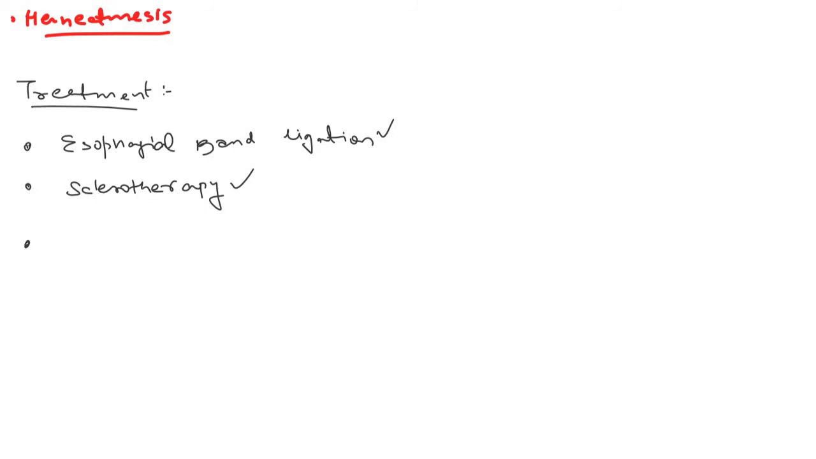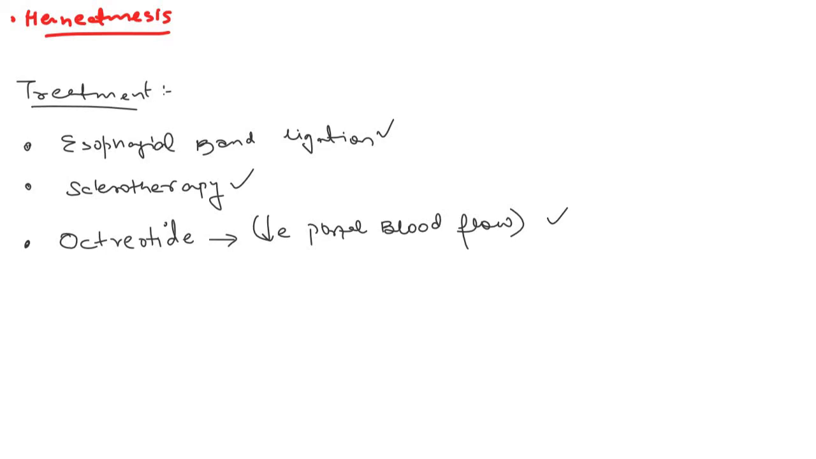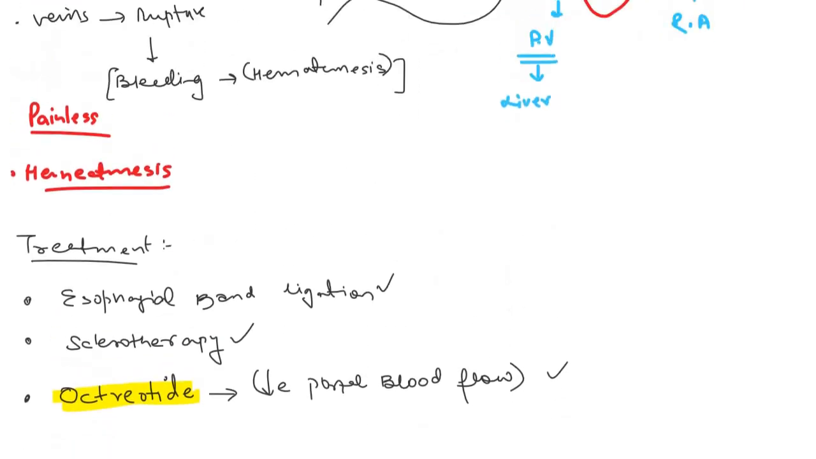And finally there is a drug called octreotide, and octreotide is a somatostatin analog. What it will do is decrease the portal blood flow, and as a result of the decrease in portal blood flow, the blood which is flowing to these veins will also decrease, and hence there will be decreased risk of bleeding from those esophageal veins, and hence the condition will be treated. So these are the major treatment options in case of esophageal varices.